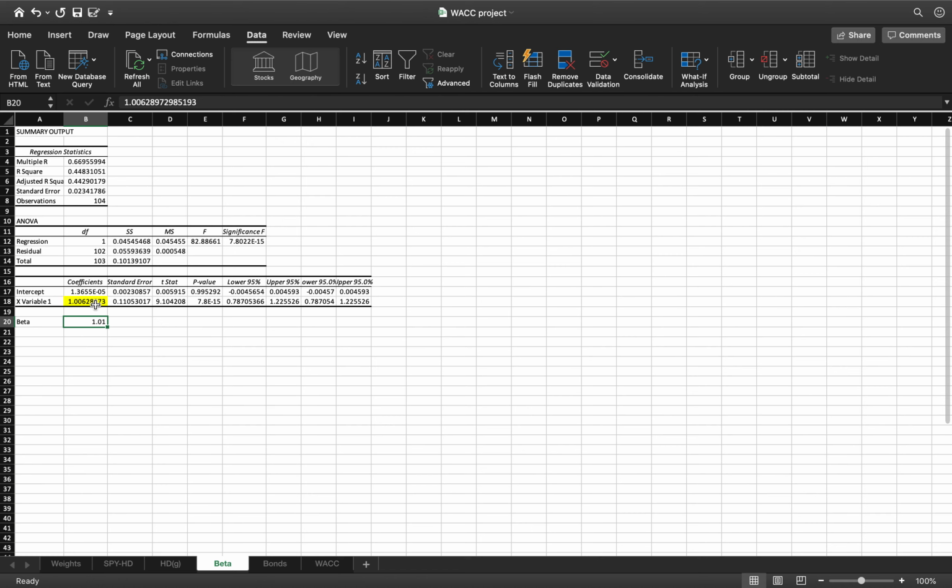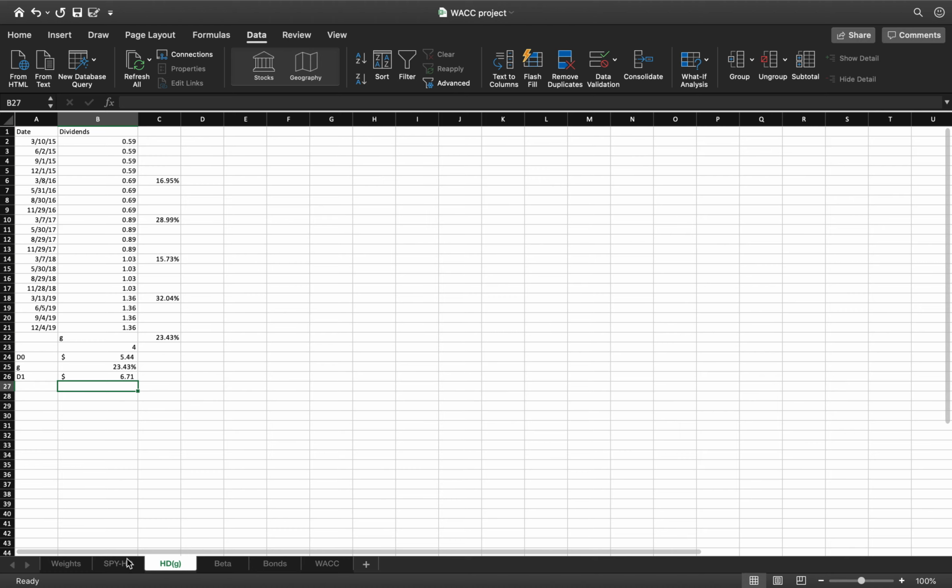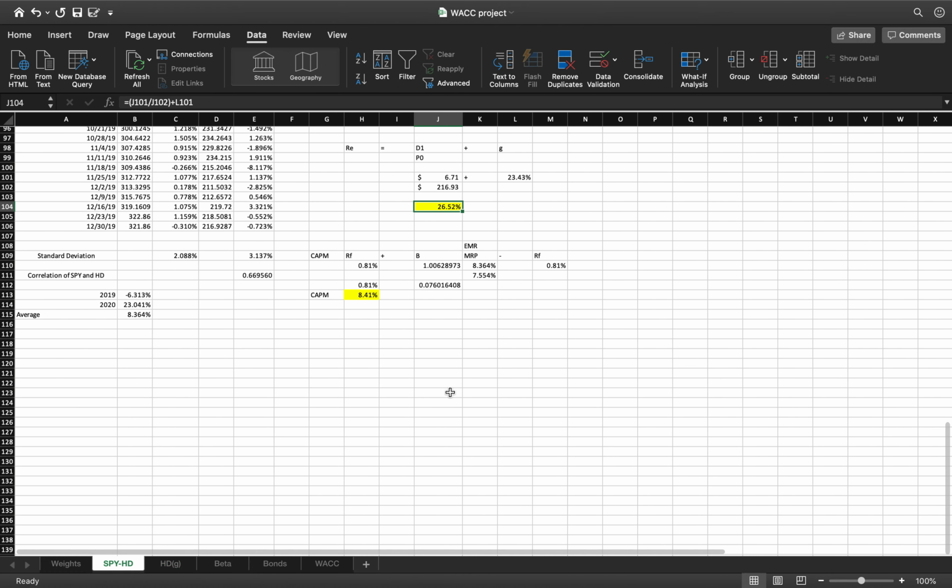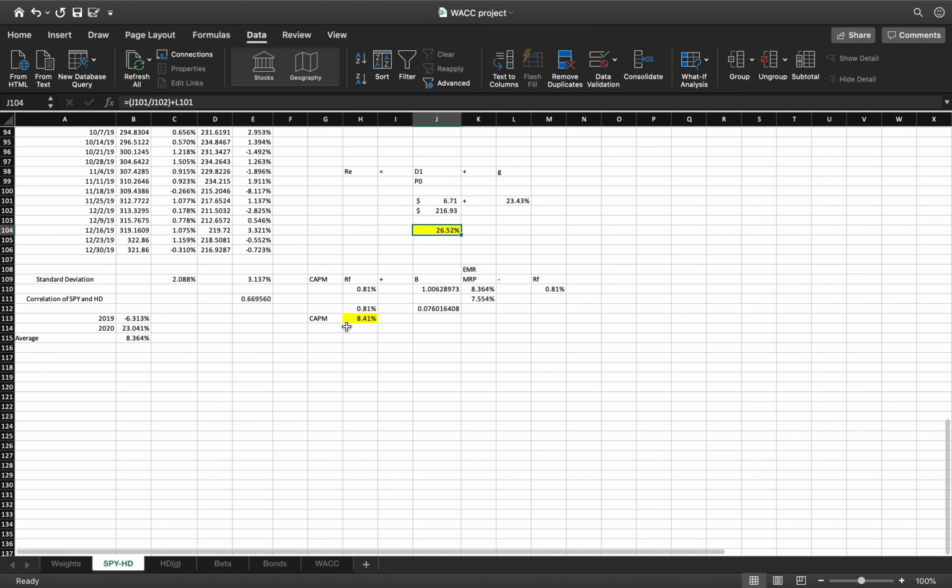It's going to be your X variable, which is 1.00628973. Once you find that value, you're going to want to go back to your CAPM equation and plug in everything. We found a risk-free rate from an outside source and plugged it in as well. Once we solve this equation, it gives us a rate of equity of 8.41%. And those will be going into your CAPM model, your weighted average cost of capital for the second method.